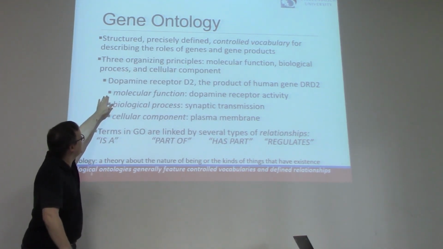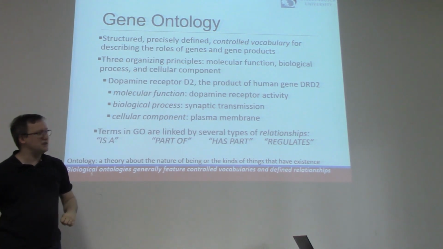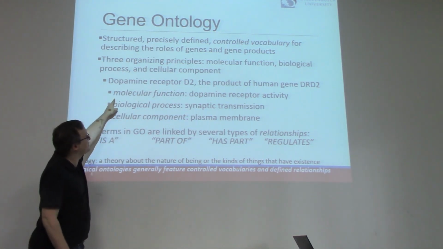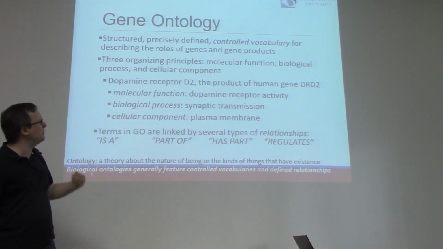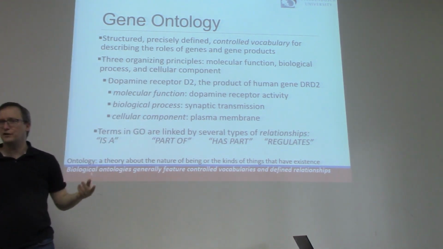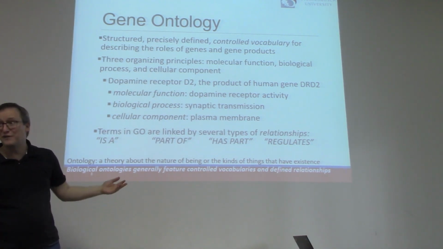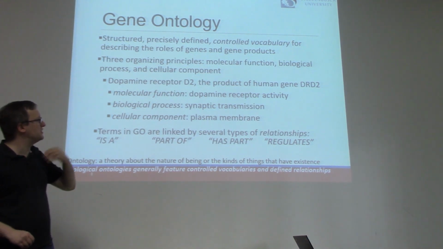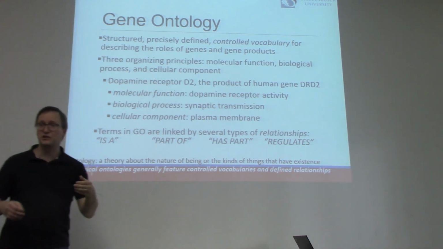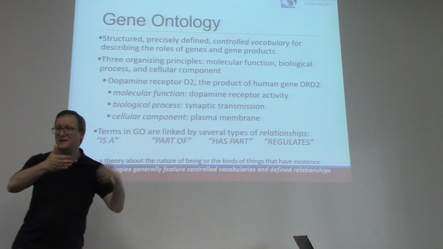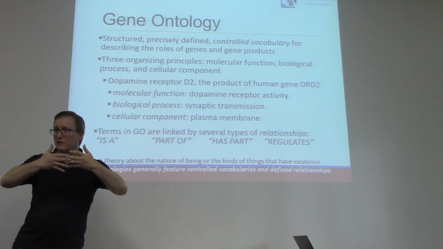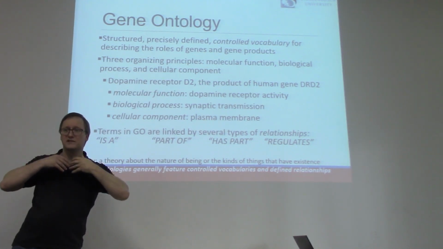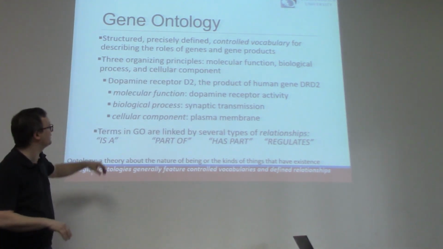So we see then that something like dopamine receptor D2, the product of human gene DRD2, could be described as having a dopamine receptor activity. That's a molecular function. It sits around waiting for dopamine to arrive, right? Biological process shows that this is useful in synaptic transmission. So when you have an axon and a dendrite and two nerve cells are interacting with each other, the receipt of dopamine is part of this synaptic transmission, the communication between nerve cells.